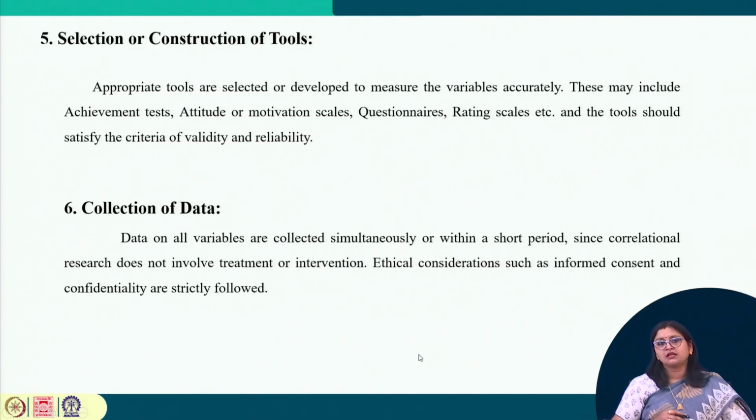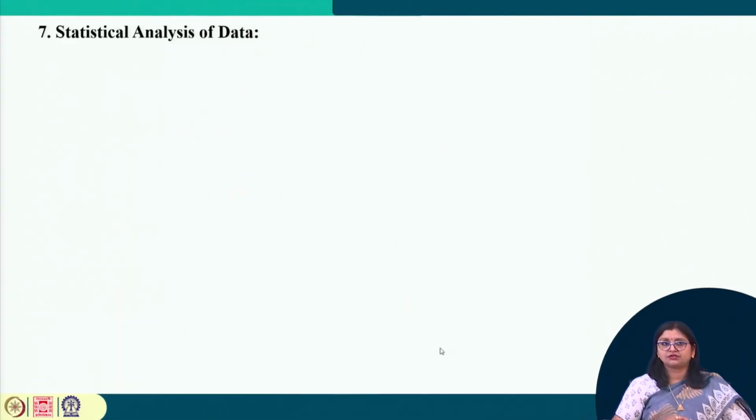The sixth step is collection of data. You have selected the research tool, now go for data collection, and all variables are collected simultaneously or within a short period. Since correlational research does not involve treatment or intervention, go for direct data collection once you have decided your research tool. Ethical considerations such as informed consent and confidentiality are strictly followed by the researcher.